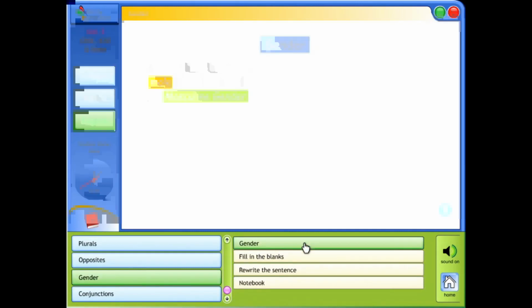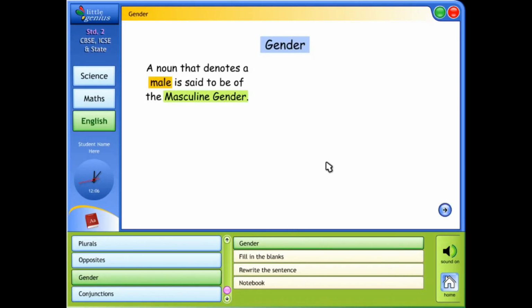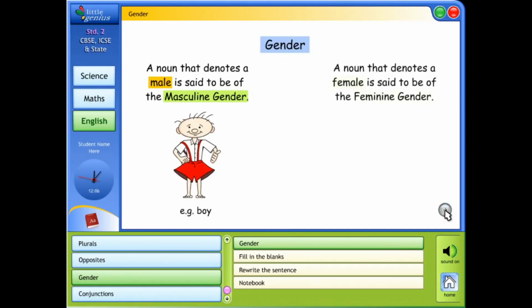Gender. A noun that denotes a male is said to be of the masculine gender. Example, boy. A noun that denotes a female is said to be of the feminine gender. Example, girl.